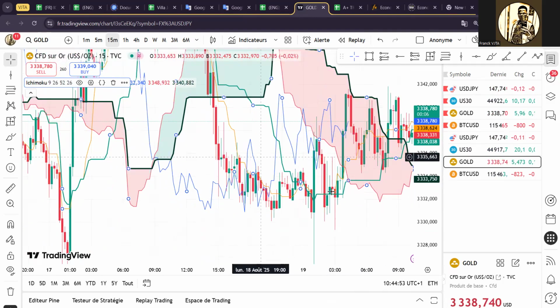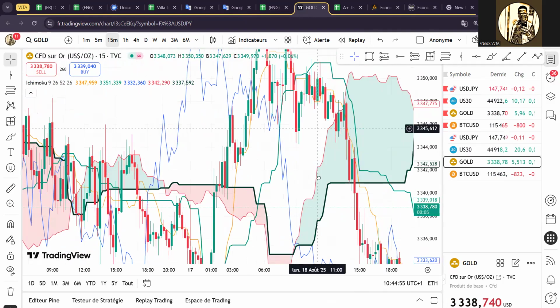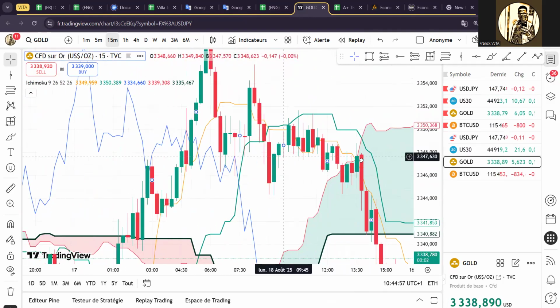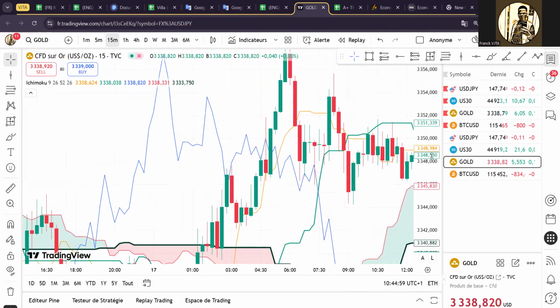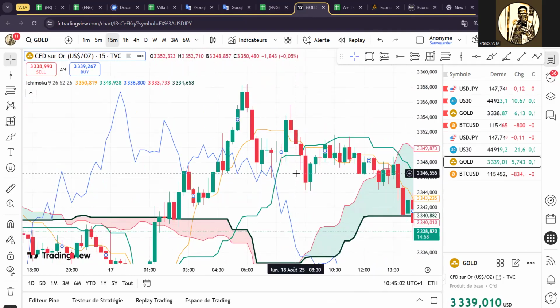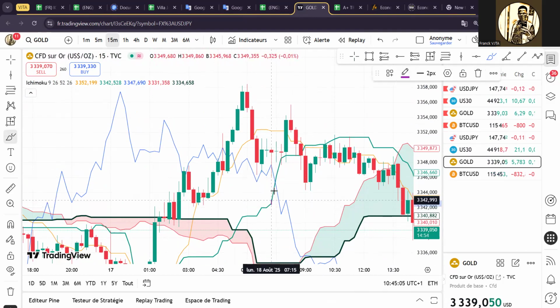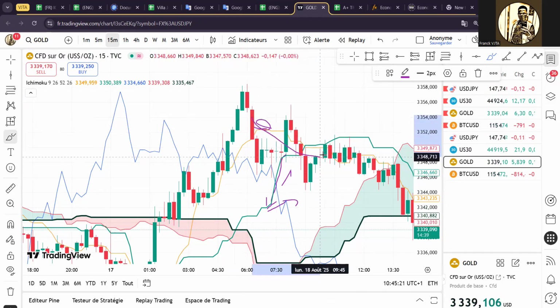Tenkan plateau and Kijun incline is a reversal opportunity. Let us take this one. You realize something. It doesn't happen often, but it happens always on reversal. So when you see Kijun incline like this, all of this is an inclination, but you see here, you have an inclination of Kijun to the upside, but Tenkan is plateau. What happened here? The candles are just going down.